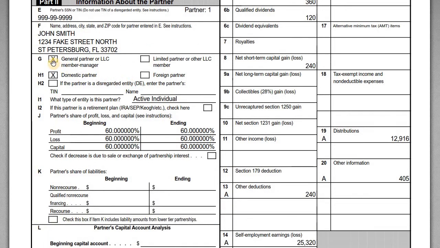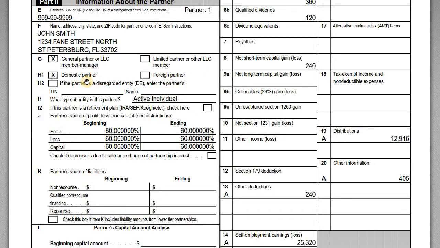Line item G here indicates in what capacity the partner is involved in the partnership, right? So if you're actively engaged in running the business, you'd likely be an LLC member manager. In this case, John is. If you're just a limited partner or a passive investor, so you contributed capital to the company, but you don't actually do anything on a day-to-day basis, you're just a regular limited partner or an LLC member.